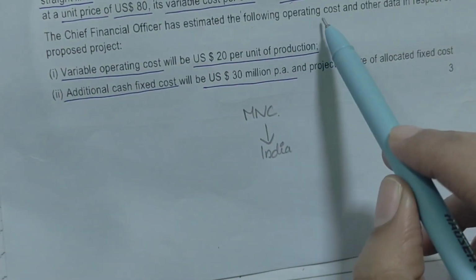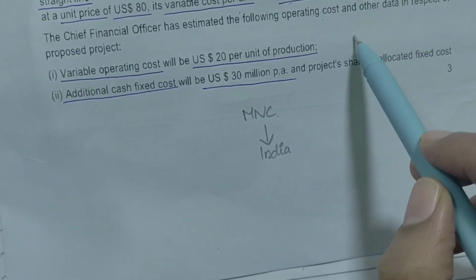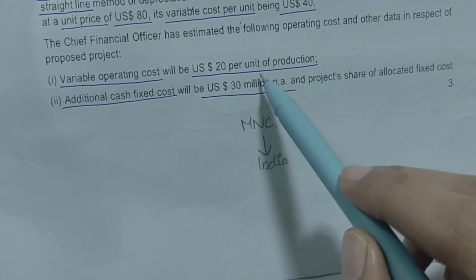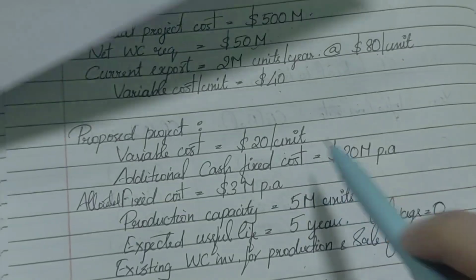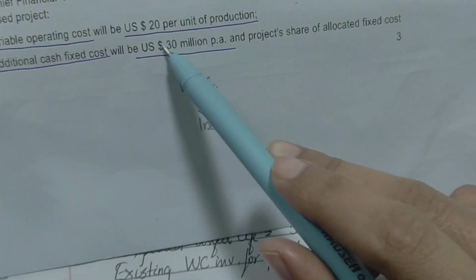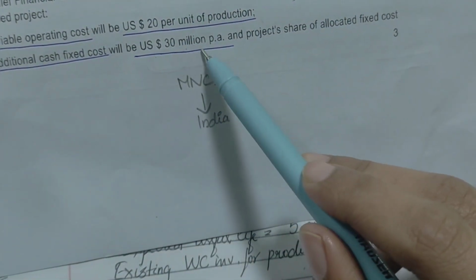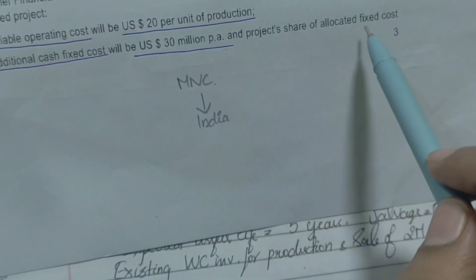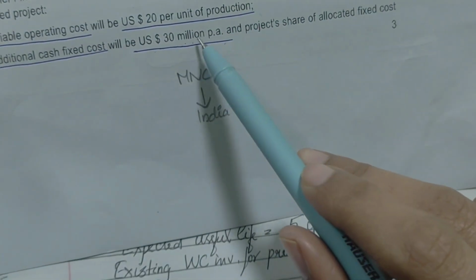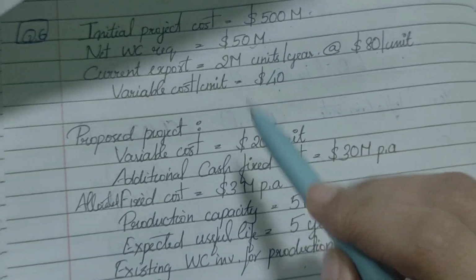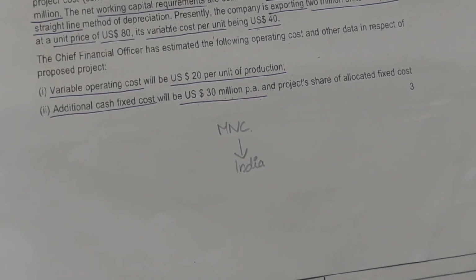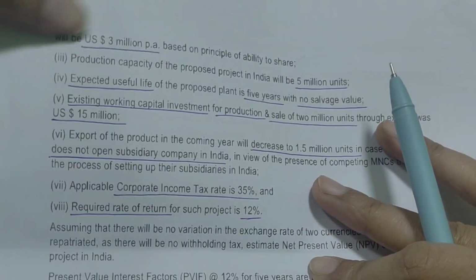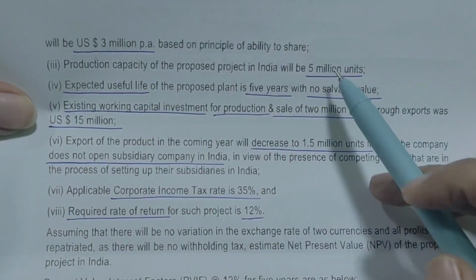CFO has estimated following operating cost and other data in respect of proposed project. Variable operating cost will be $20 per unit of production. So variable cost is $20 per unit. Then additional cash fixed cost will be $30 million per annum and project share of allocated fixed cost. So $30 million per annum is the additional cash fixed cost. And project's share of allocated fixed cost will be $3 million per annum based on principle of ability to share.